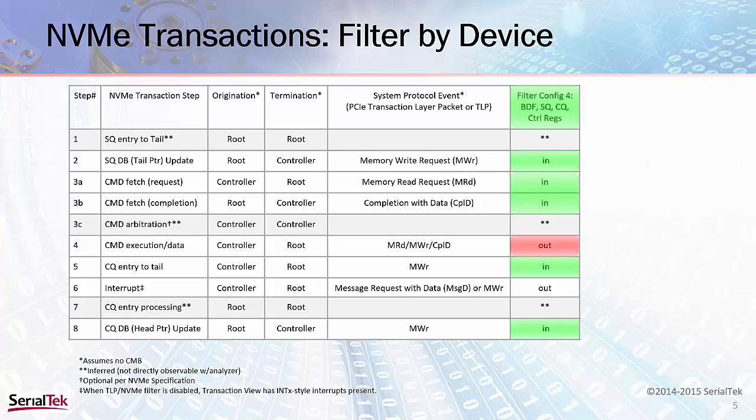So before you think that nothing has been filtered out, it's important to note that step four, the command execution and data, is now excluded. And so that means that the largest by far part of the NVMe transaction, the data that's being passed across, is now being excluded from the trace. And so this results in a substantial buffer savings, which we'll now demonstrate. So I need a moment to start TLP traffic coming across my device, and then we'll resume seeing how the filter operates.